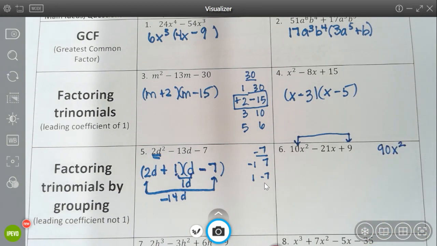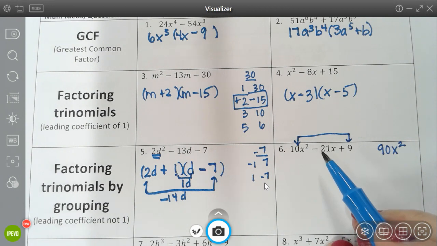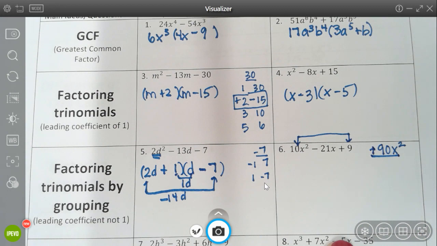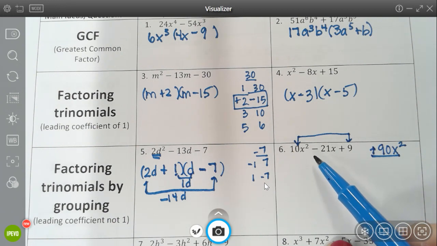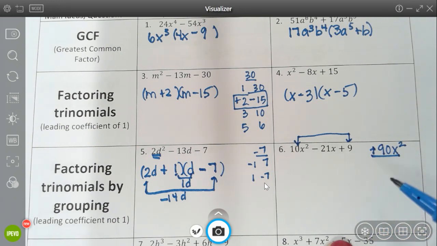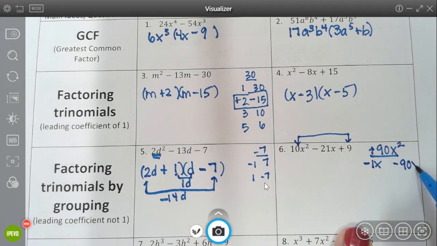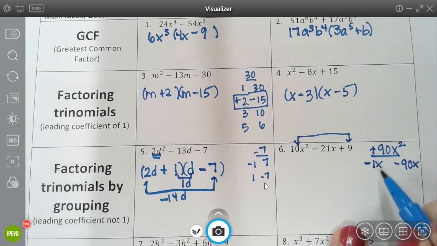That gives me 90x squared. Now I want to think about numbers that are going to multiply to make 90, but add to give me a negative 21. Now again, this is a positive 90. So when I'm thinking about numbers that add to give me negative 21, the only way this is going to become positive and this is going to be negative is by having 2 negative values, similar to this situation up here. So I can do negative 1x times negative 90x, but no, that's not going to be negative 21.